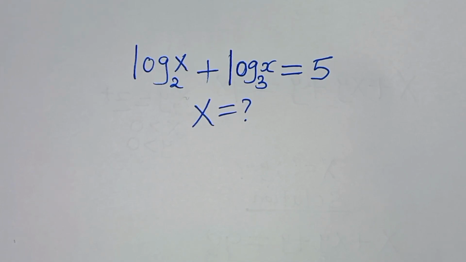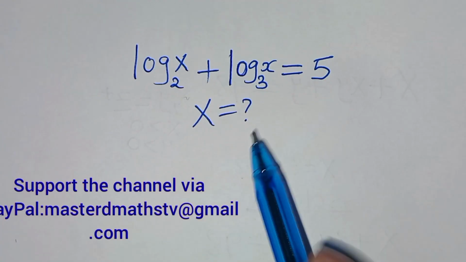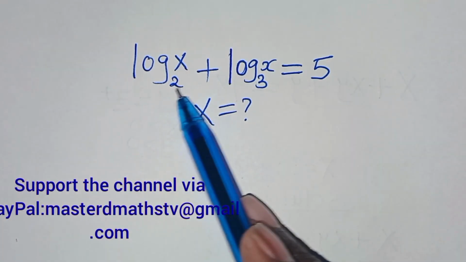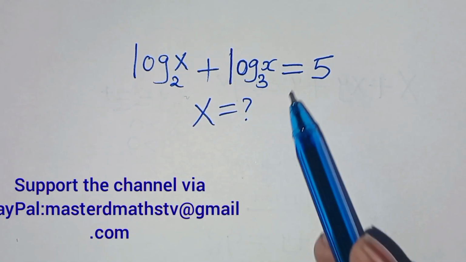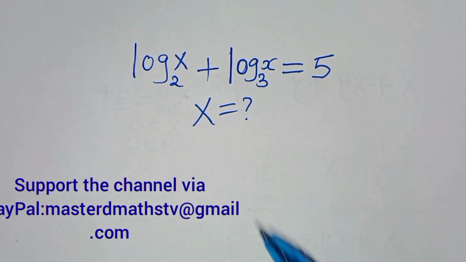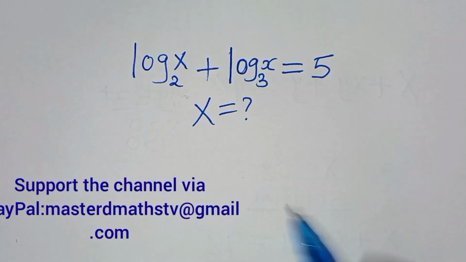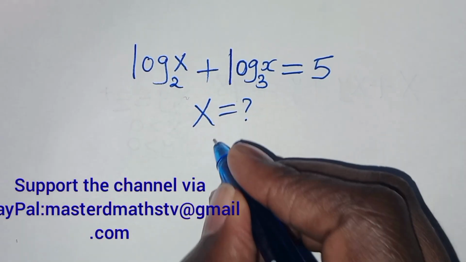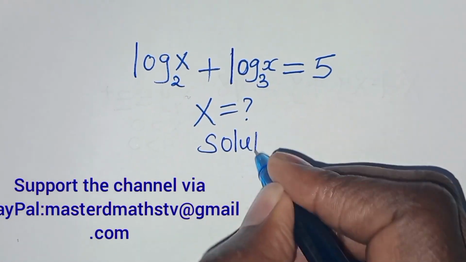Hello everyone, you are welcome to solve this nice logarithm math problem, which is log x to base 2 plus log x to base 3. This is equal to 5. So you can see we have different bases here. So how do we solve for the value of x? Now, solution from here.